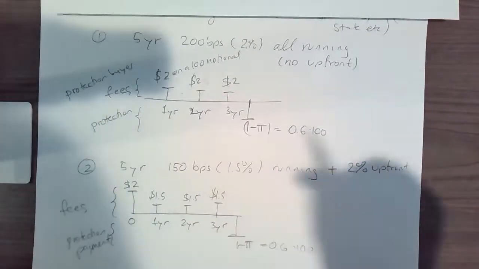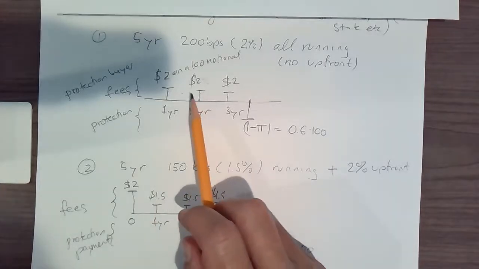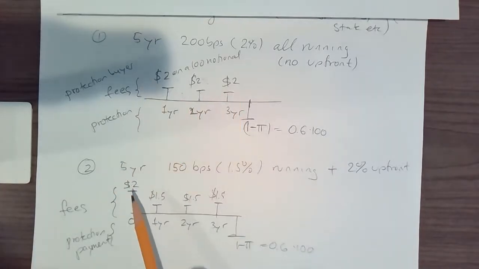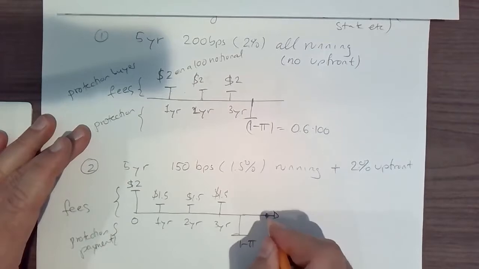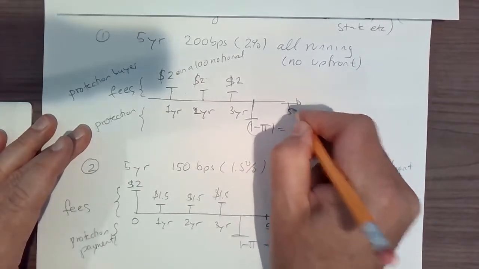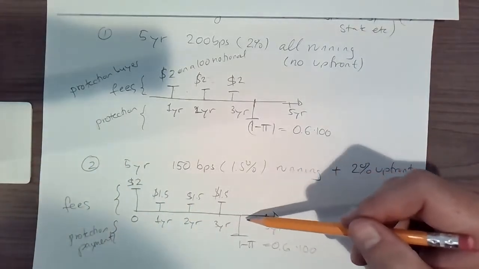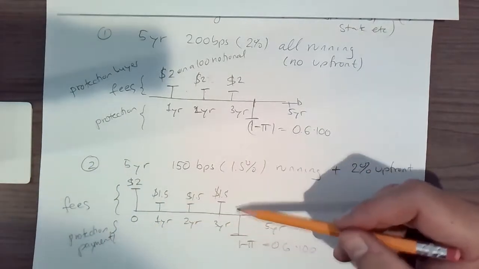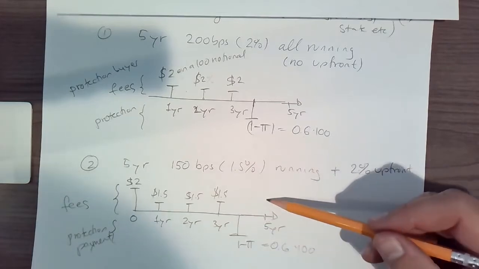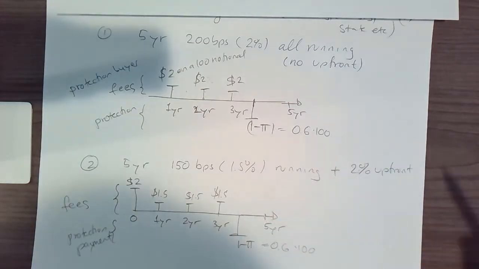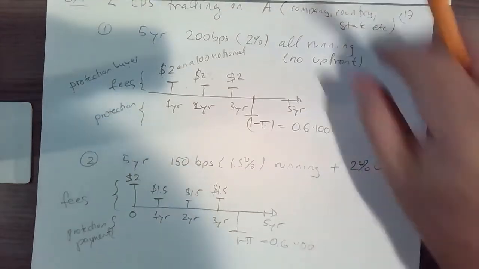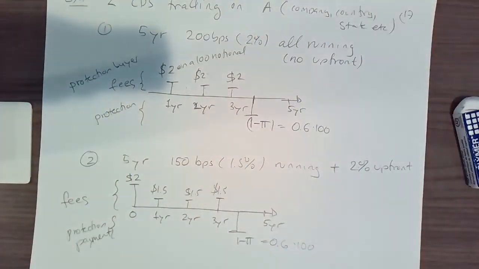So you have these two contracts you're trading. One has running payments of $2 and 0 upfront. The other one has a $2 upfront and then smaller subsequent payments, and this runs all the way out to the end, which is at 5. You stop paying the fees as soon as you see a default. So if there is a default here, you will be paying the fees up to the last point before. If there are no defaults, you'll be paying all the way up to and including the end. That's the setup of the two CDS contracts.